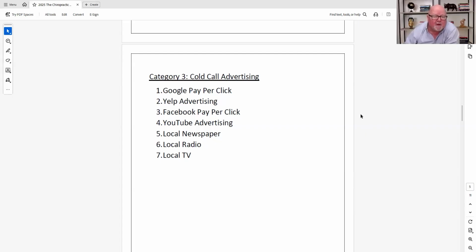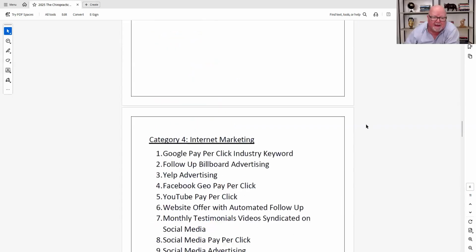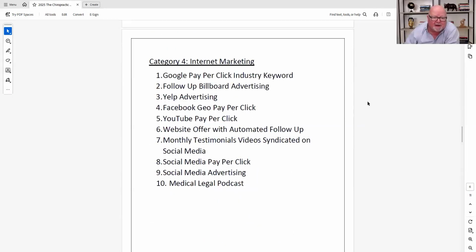And then remember, you're always measuring return on investment. That determines if you're going to do it or not. And then these are the categories of internet marketing you definitely want to do. We already talked about Google pay-per-click.